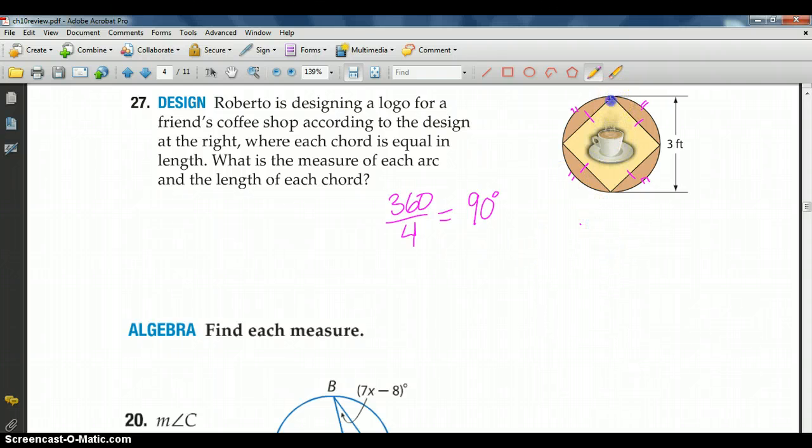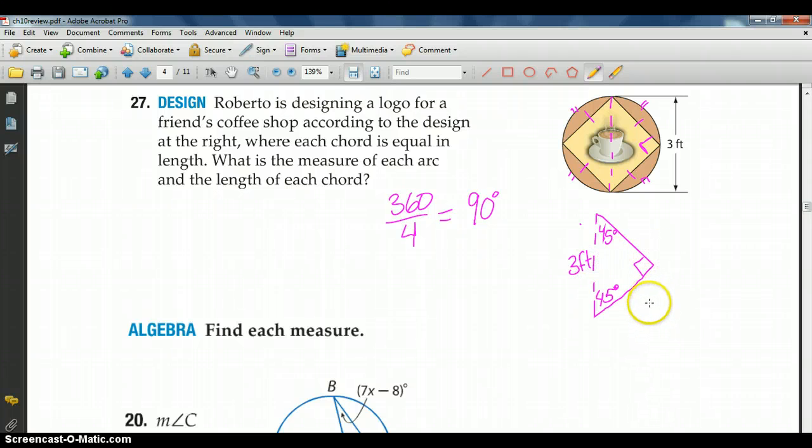Also, if I split this square in half, I would have 90 here, and then that would be 45. Whoops. Maybe I should write it down here. So I'm splitting the square in half. I have my right angle, and I have 45 degrees for these other two angles, half of 90. So I've got a 45, 45, 90 triangle where the hypotenuse is the same as this length over here. So that's going to be 3 feet.